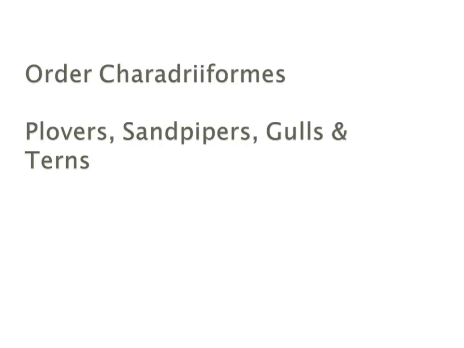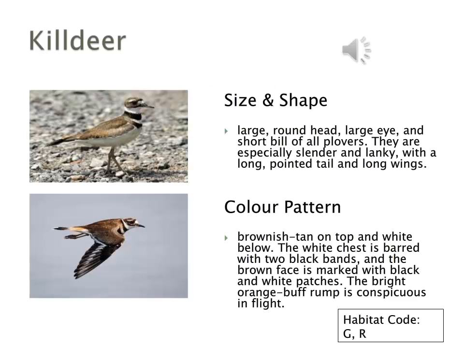And our next order, Charadriiformes, which are plovers, sandpipers, gulls, and terns. There are several species in here, which we've identified as being key for the identification purposes for this course. The killdeer, which is a relatively common bird, especially in disturbed environments and, of course, in other places in Ontario. They have large round heads with a very large eye and that typical short bill, characteristic of plovers. They're slender and lanky. They've got long pointed wings and tails. They've got a very unique vocalization and also very unique behaviors when it comes to their breeding and territoriality.